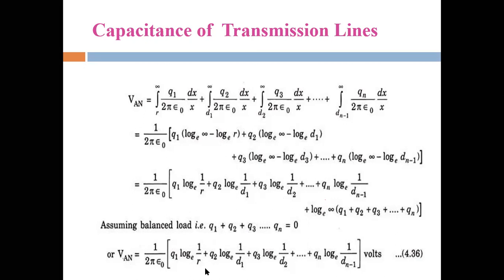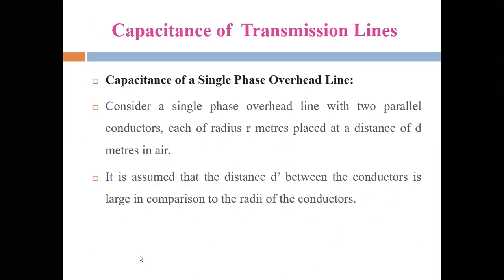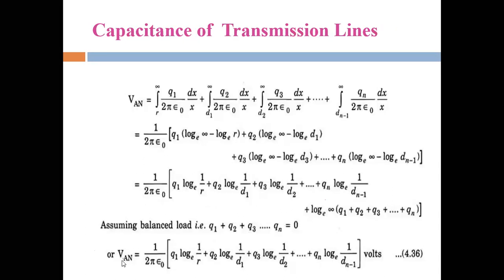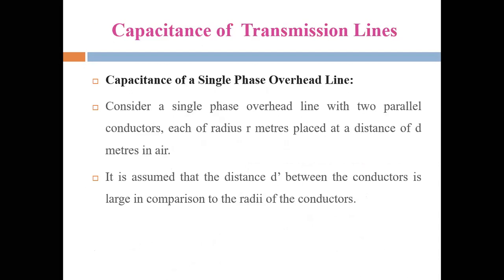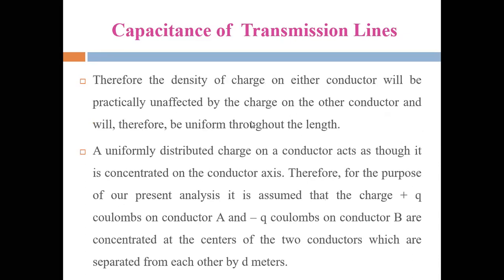Then we obtain VAN is equal to 1 by 2 pi epsilon naught [q1 log e 1 by R plus q2 log e 1 by d1 plus q3 log e 1 by d2 plus and so on plus qn log e 1 by dn minus 1]. This is the potential difference across conductor A, in a system having n number of conductors, up to the neutral point. By using these potential differences, we calculate the capacitance of a single phase overhead line.